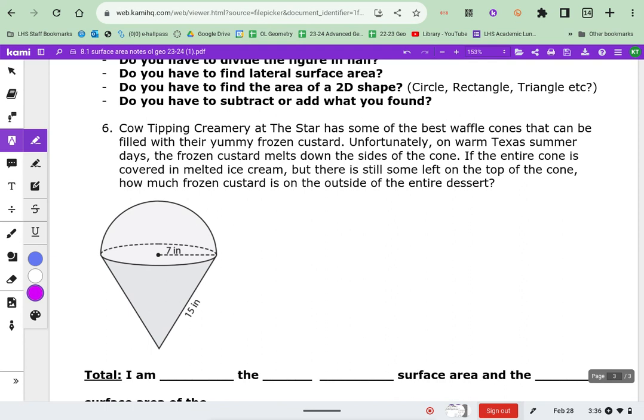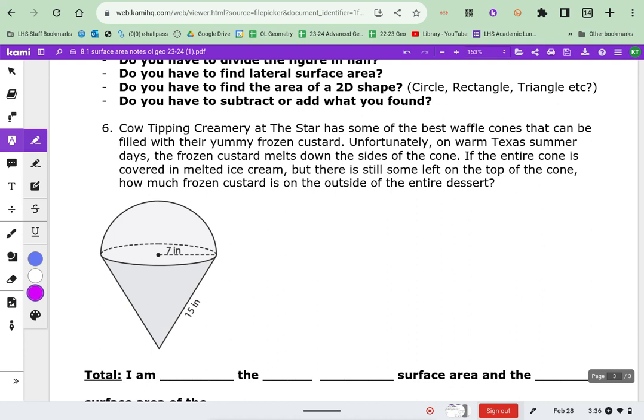Okay, so the problem is the Caltech Creamery at the Star has the best waffle cones that can be filled with their yummy frozen custard. But on a warm Texas summer day, some of the custard melts down the side of the cone. If the entire cone is covered in melted ice cream, but there's still some ice cream on top of the cone, how much is on the outside of the entire dessert?